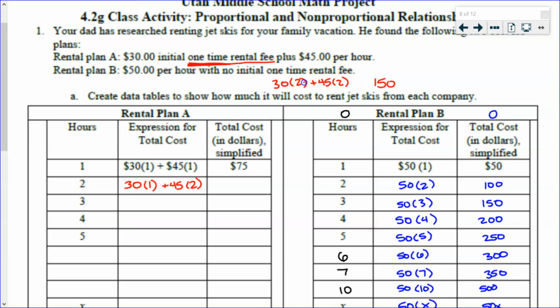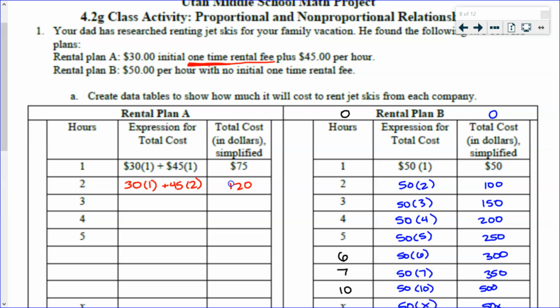Okay. So we're not multiplying the 30 by 2 because the 30 we paid just one time. So what is this? 30 times 1, which is 30. 45 times 2, which is 90. And 90 plus 30 is 120. Got it? Okay.